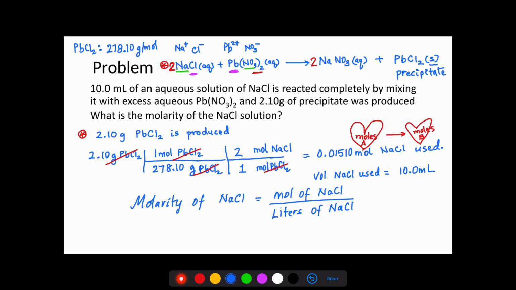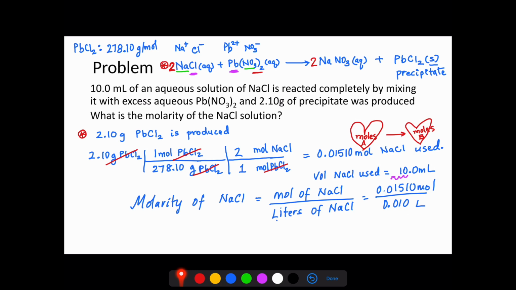So we can substitute now. Moles is 0.01501 and volume is 10 milliliters, which we need in liters. They differ by a factor of 1,000. That means if you want to go to liters, the number before it should be smaller. If you're going to a bigger unit, the number gets smaller by 1,000 times. So we can just move this decimal 3 times to the left. That's another way to figure it out. So that would be 0.010 liters. 10 milliliters is 0.010 liters.